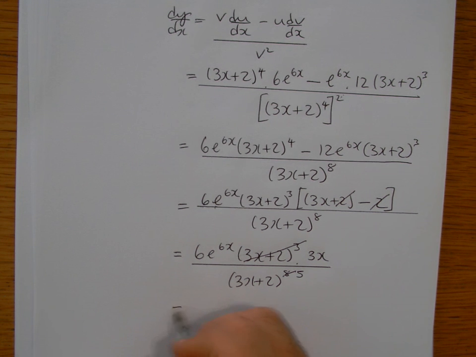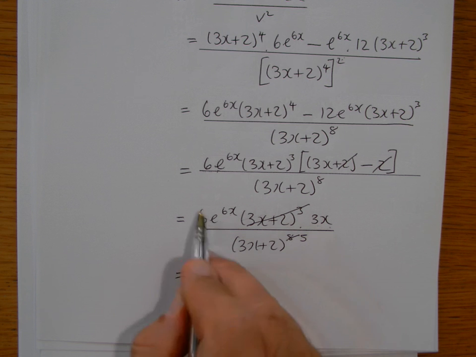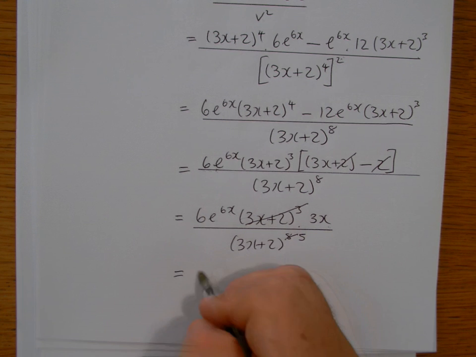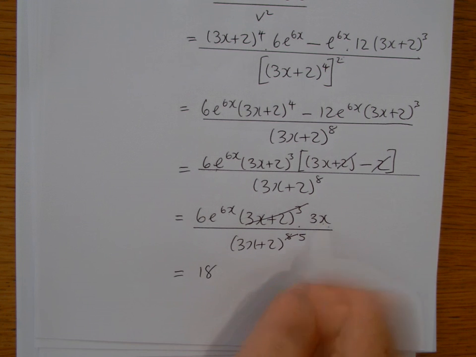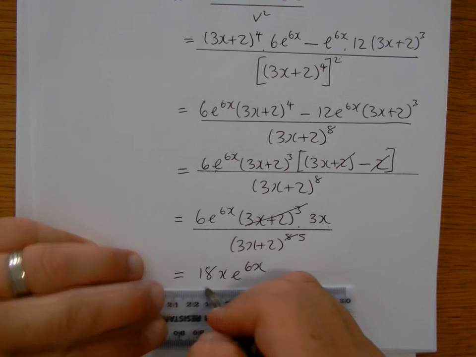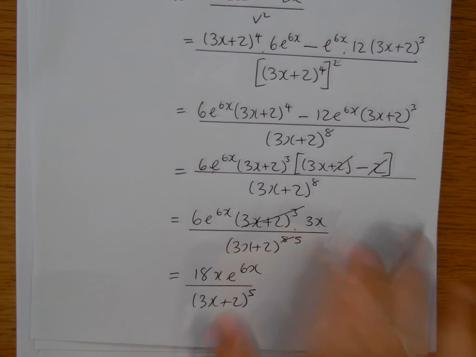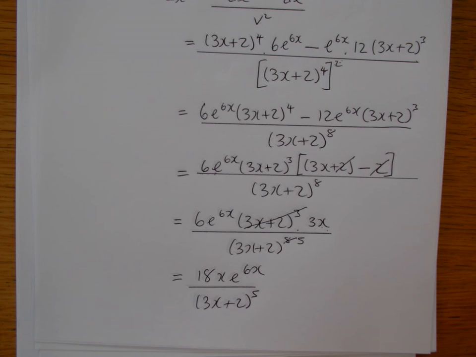So you end up with, nicely, 6e to the 6x times 3x. Well, 6 times 3 is 18. 18x then, and e to the 6x on top. And on the bottom then, you've got the bracket, (3x + 2) to the power 5. And we've simplified it as far as we can go.